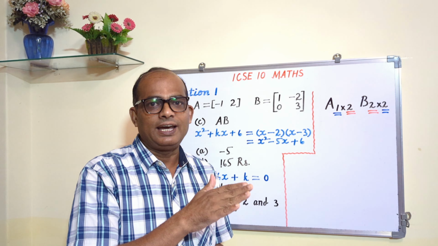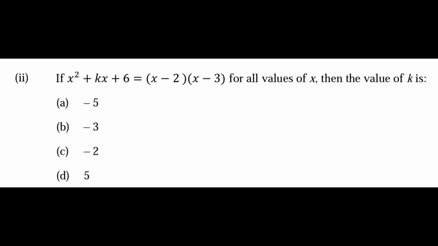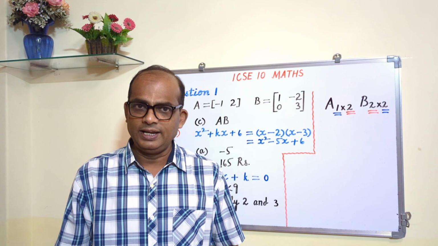Alright, now second question. And the question is, if x square plus kx plus 6 is equal to x minus 2 into x minus 3 for all values of x, then the value of k is: A, minus 5; B, minus 3; C, minus 2; D, 5. Alright, these are the options.